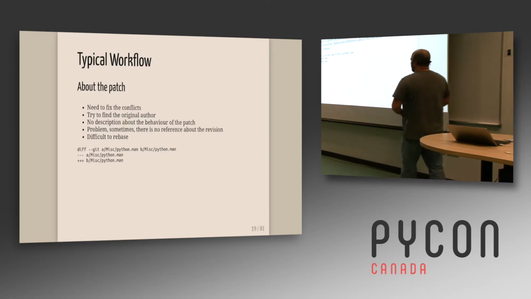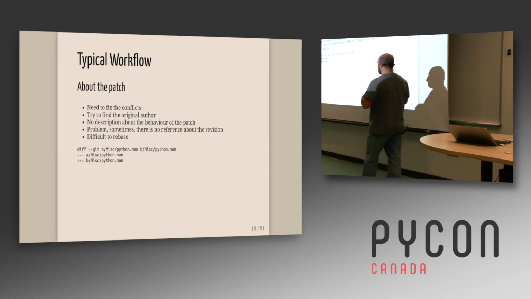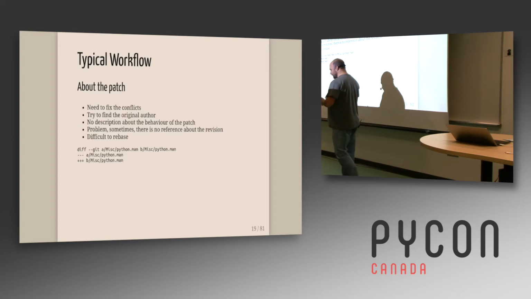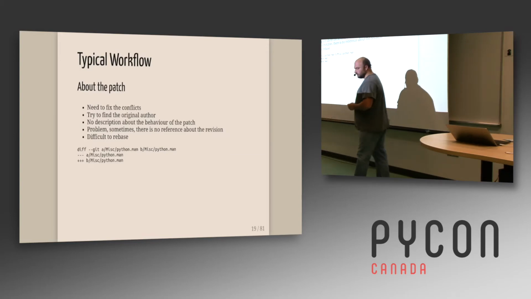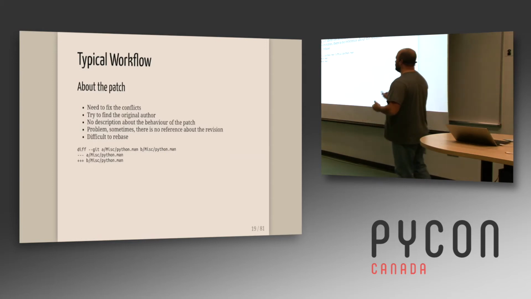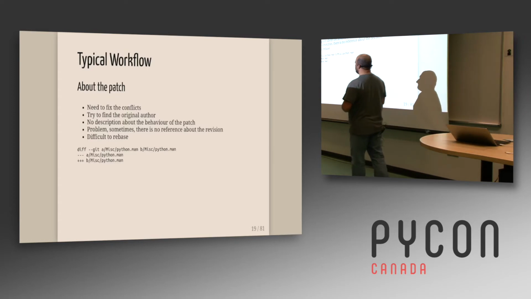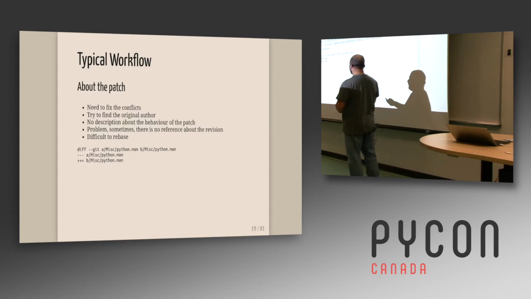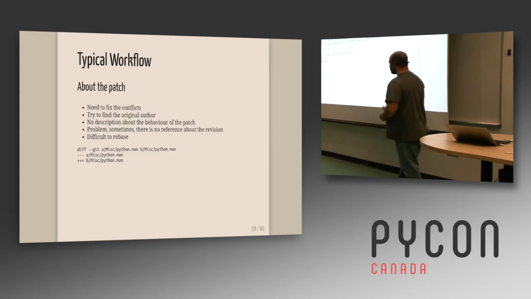So, sometimes we can have some problem, because when you push a patch on the bug tracker, there is no reference to the revision. And in this case, it can be really difficult to rebase it. It's just an example. There is no revision in the diff.